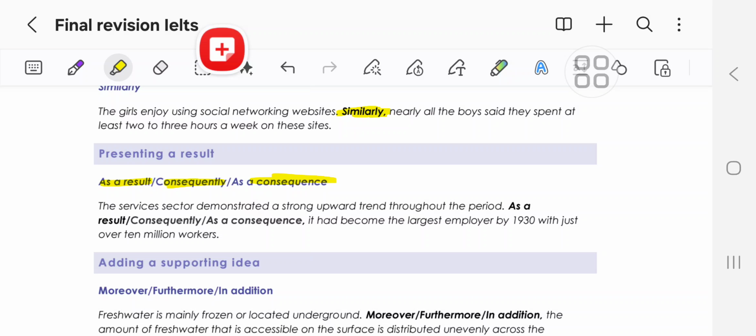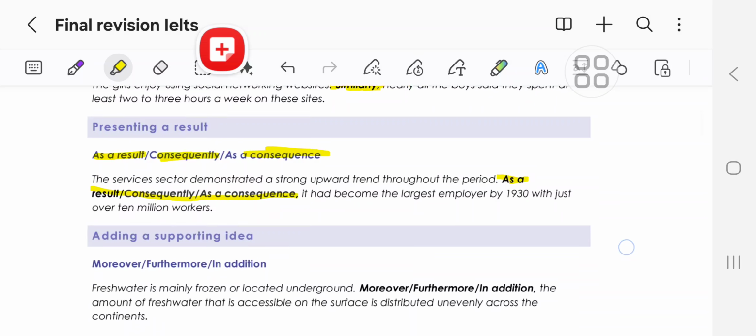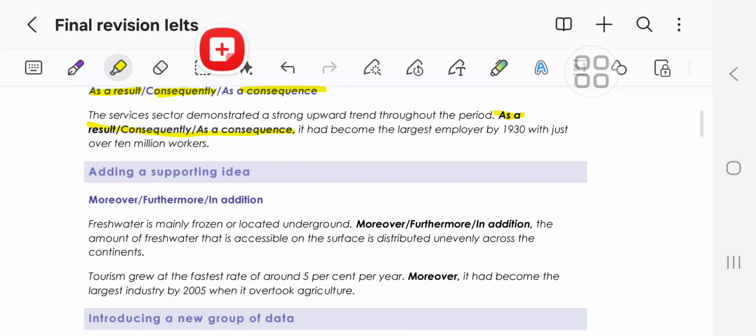For this again, you have to have a comma, or a full stop before and followed by a comma. Remember this. Okay, so the service sector demonstrated a strong upward trend through the period. As a result, consequently, it had become the largest employer by 1930, with just over 10 million employees. Okay, so this is how you use it.